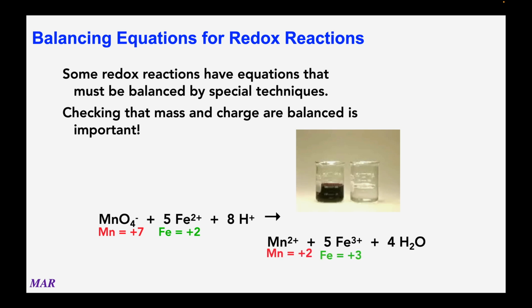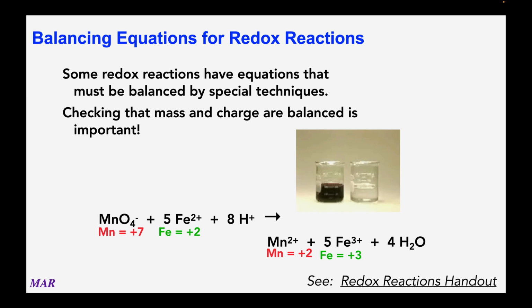So if you look at the manganese and the iron on the other side, you have a different story. Manganese is a +2 on the product side, while it was +7 on the reactant side. And the only way manganese can go from a +7 to a +2 is by gaining 5 electrons. So in this case, manganese is gaining electrons, it's being reduced.